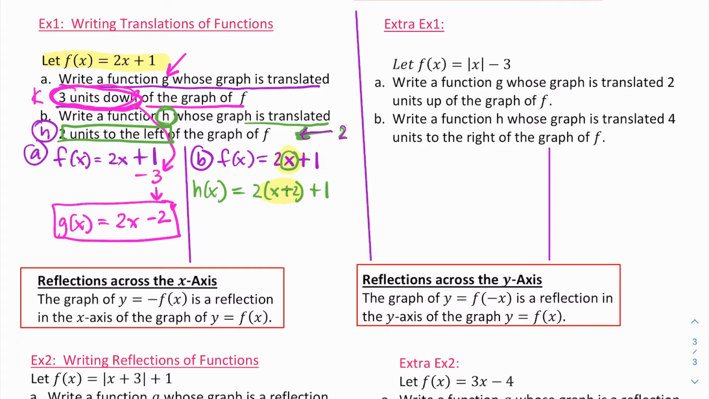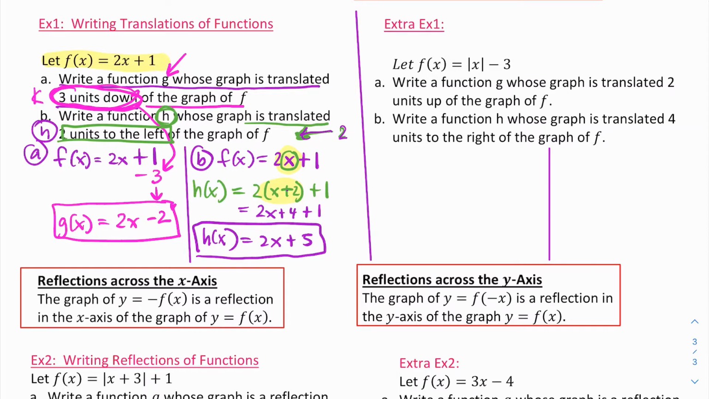Now we're going to multiply this whole thing out. So we're going to get 2x plus 4 plus 1. So my h of x function will be 2x plus 5. And nothing happens to the k value. Pause the video and please try the next problem and see if you can figure out how to do that.